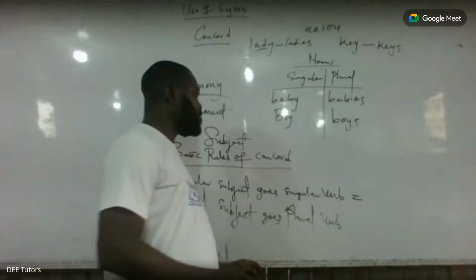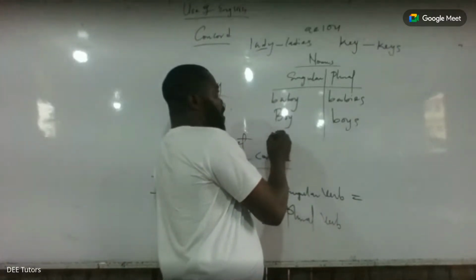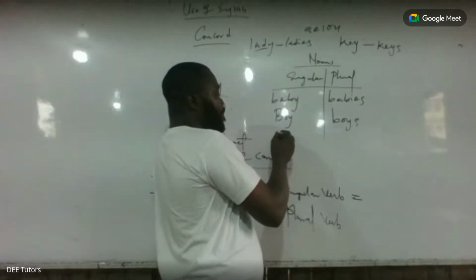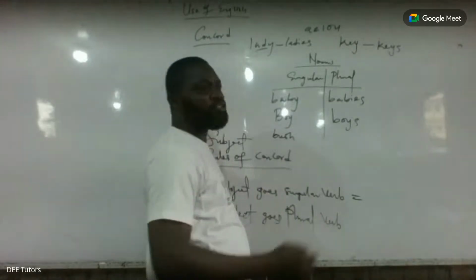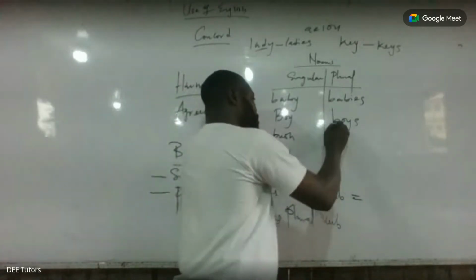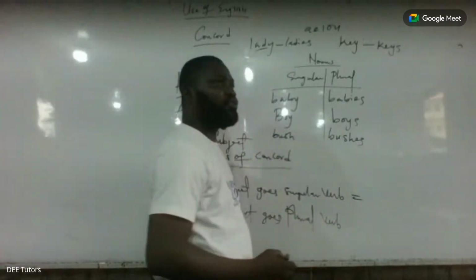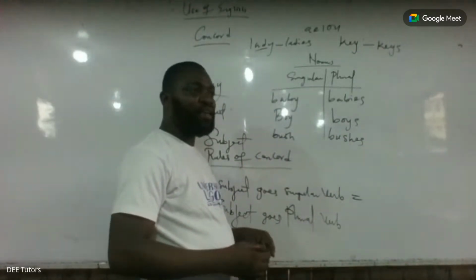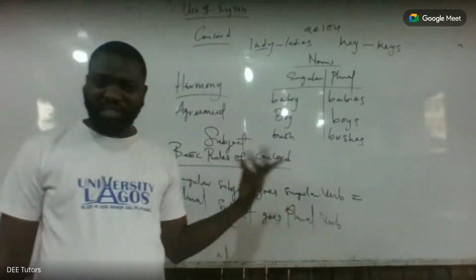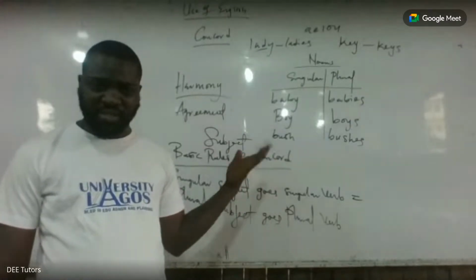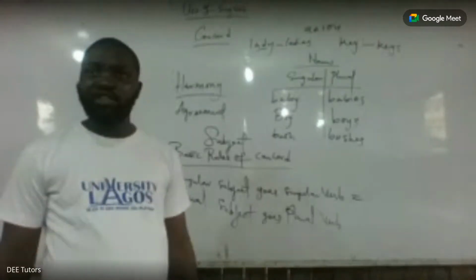Now, we also have bush. What's going to be the plural? Bushes. When a singular noun ends in CH or SH, you add ES. I hope you understand. These are basics. I don't want you to have a problem with it. That is why I'm talking about it. Do you get that point?